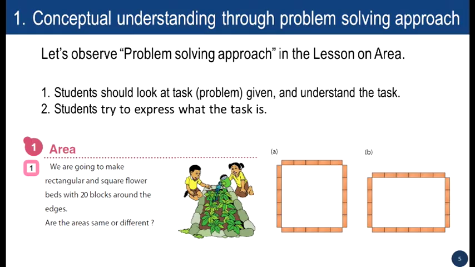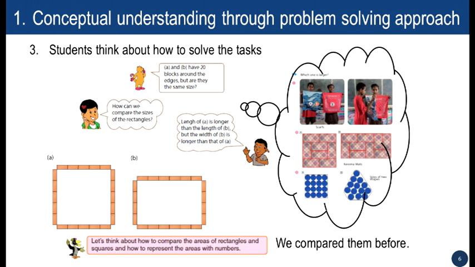The example of this approach is in the lesson on area and is as follows. Steps 1 and 2, where students should look at the task given and understand the task, and later try to express what the task is. Here is the example. Number 3, students think about how to solve the task. As shown in the example, they do comparison.